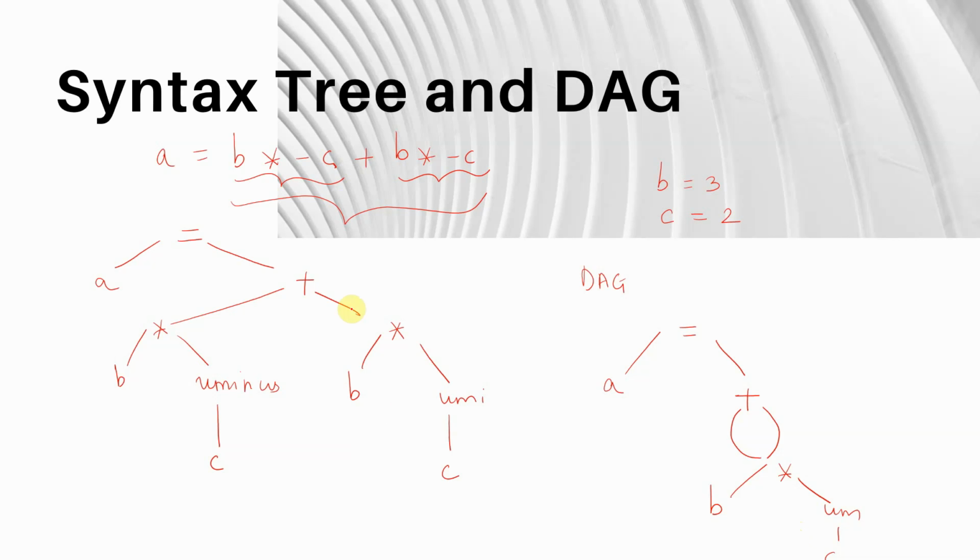If there are any redundant evaluations, meaning repeated expressions, what we do is we represent that expression just once, and this link is taken twice because this expression is present twice. So b into minus c plus b into minus c, so this link again. This plus indicates that this b into minus c is performed twice. So that is the difference between syntax tree and DAG.